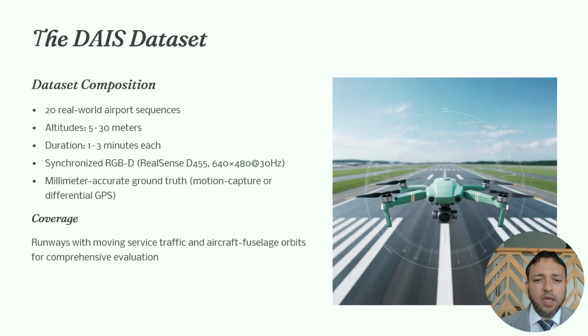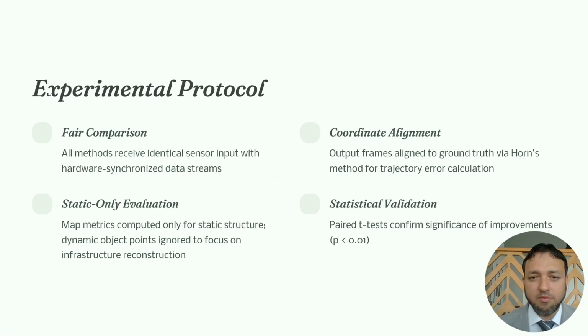Now, we are using a dataset composition. We use 20 real world airport sequences at heights of 5 to 30 meters, duration around 1 to 3 minutes, and they are synchronized with RGBD RealSense D455 cameras of 640 by 480 resolution at 30 hertz, and we are covering service traffic and airport fuselage orbits for comprehensive evaluation.